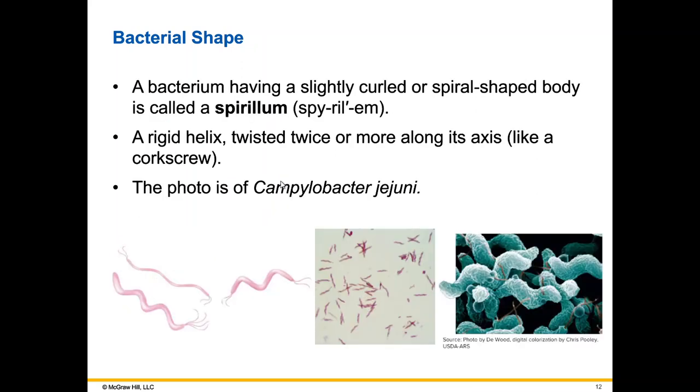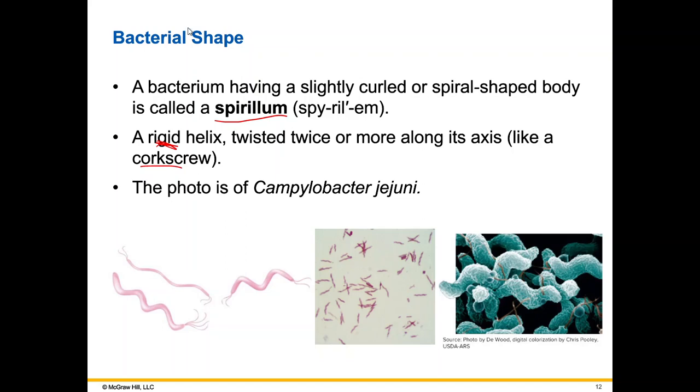Next, bacteria can be in the shape of spirillums. So it might help you to remember this by saying spirillum, spiral, possibly, because they do kind of look like a spiral-shaped body, like a curled piece of hair or something like that. They have a very rigid helical shape, and it's twisted twice or more along an axis. It's kind of like a corkscrew would be a great example, like a wine opener corkscrew.